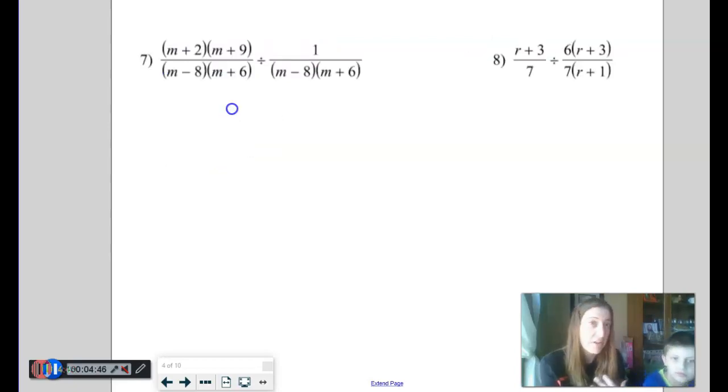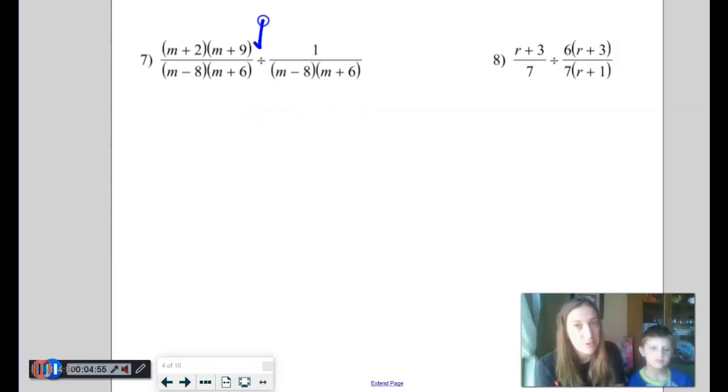Now 7 and 8, again, if you're having a problem with factoring, then you should be able to do 7 and 8 and still show me I get that part of it. But remember, these are division questions. So because they're division questions, you need to reverse or flip the fraction that comes after the division.